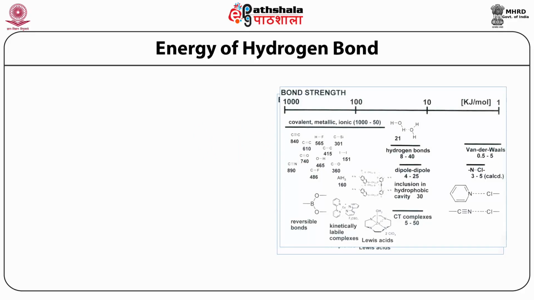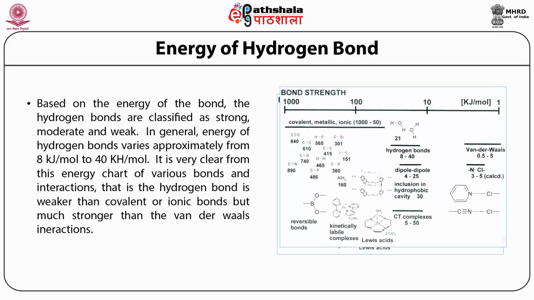This picture shows the energy of the hydrogen bond. Based on the energy of the hydrogen bond, they are classified as strong, moderate and weak hydrogen bonds. In general, the energy of hydrogen bonds varies approximately from 8 kJ per mole to 40 kJ per mole. It is very clear from this energy chart of various bonds and interactions that the hydrogen bond is weaker than the covalent and ionic bonds, but it is stronger than the van der Waals interactions.